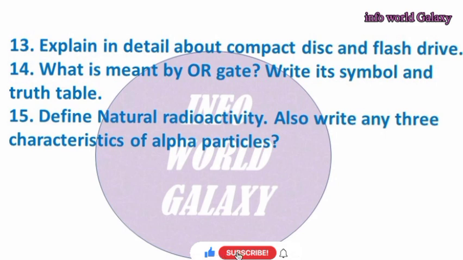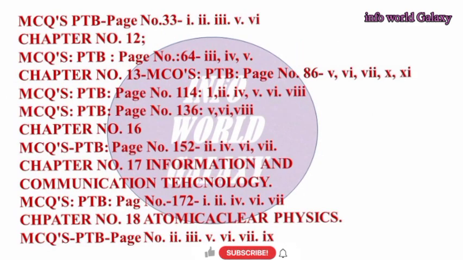13. Explain in detail about compact disk and flash drive. 14. What is meant by OR gate? Write its symbol and truth table. 15. Define natural radioactivity. Also write any 3 characteristics of alpha particles.